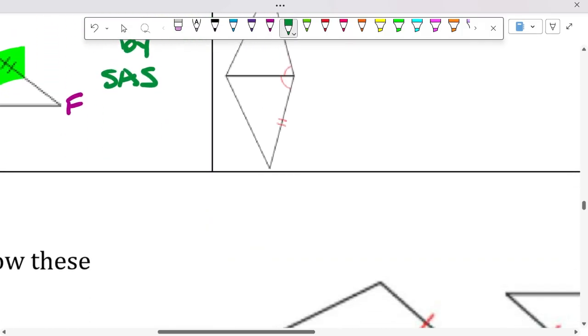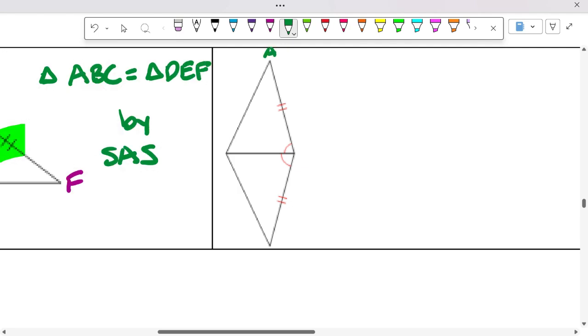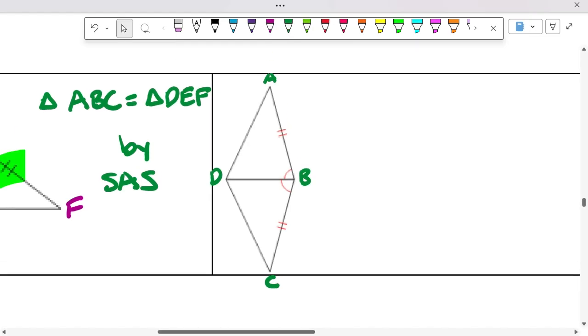So let's call this A, B, C, D. Now, I have a side marked congruent. I have an angle marked congruent on each triangle. So I'm not quite at SAS yet, but what else can I mark to be congruent? That's obviously congruent. DB. All right, because they share that side again, so we got another reflexive property.